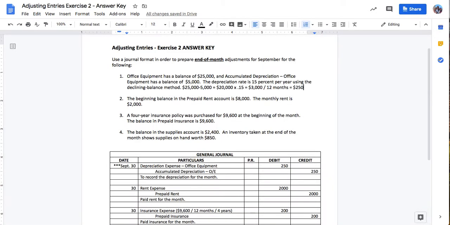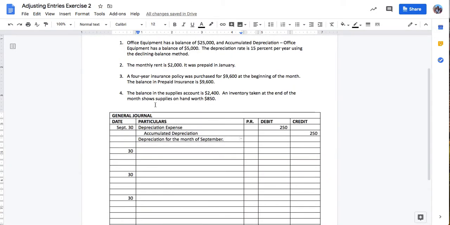So let's go back to our exercise here and we will say rent expense of $2,000 and our prepaid rent has gone down by $2,000 and we say rent for September. Okay, now those are two of the four that we have done so far.